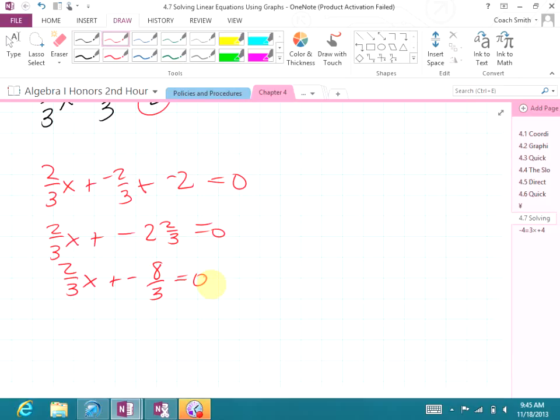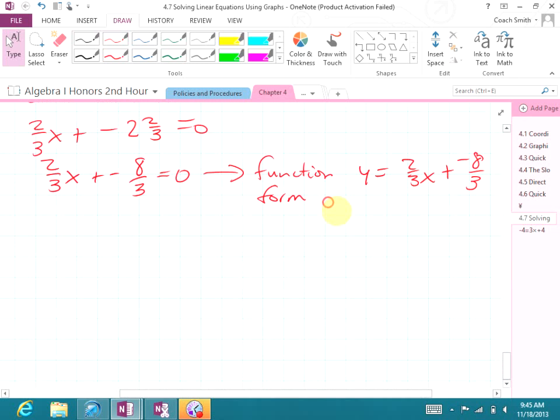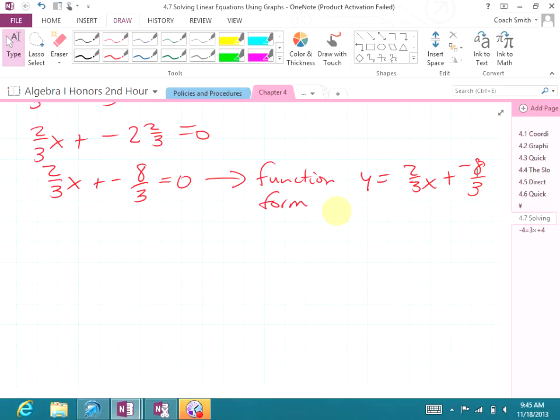So, there's your function form. We put it in function form. And that's y equals 2/3 x plus negative 8/3. All right, now this one's a little bit more difficult to graph, but I got to solve it first, right? Got to solve it.